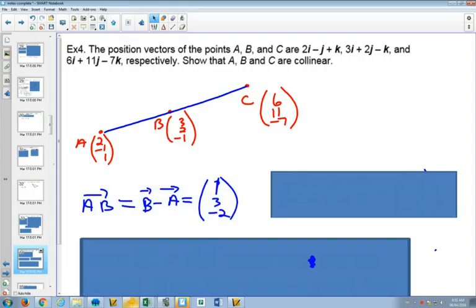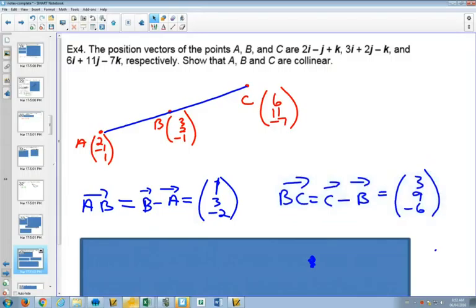So, the vector from A to B is, in its sense, its direction vector, it's its slope. So going from A to B is 1, 3, negative 2. And going from B to C is going to be 3, 9, negative 6. So are those slopes the same?